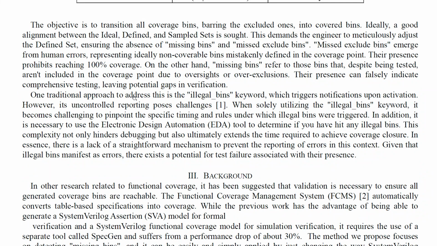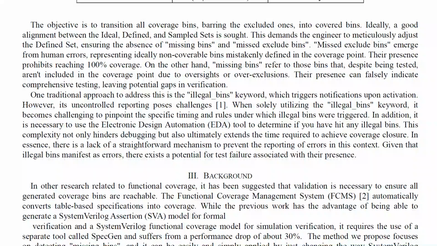The traditional approach to address that is the illegal_bins keyword, which triggers notification upon activation. However, its uncontrollable reporting poses challenges. When solely utilizing the illegal_bins keyword, it becomes challenging to pinpoint the specific times and rules under which illegal bins were triggered. In addition, it is necessary to use electronic design automation (EDA) tools to determine if you have hit any illegal bins.